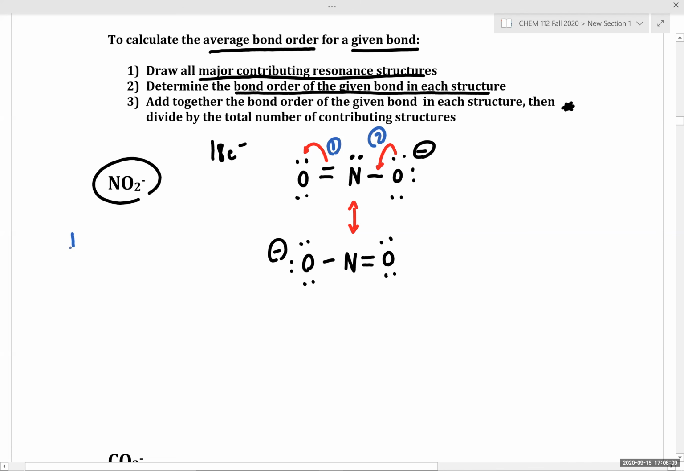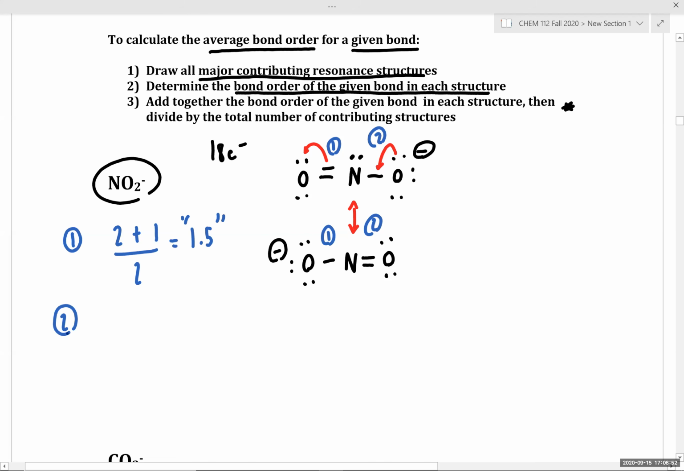So in bond 1, in this top structure, what is the bond order? How many bonds are present between nitrogen and oxygen? 2. So we have a bond order of 2. In the second structure, what is the bond order for bond 1? 1. So we have 2 plus 1, and then we divide by our total number of resonance structures, which is 2. And that gives us a bond order of 1.5.